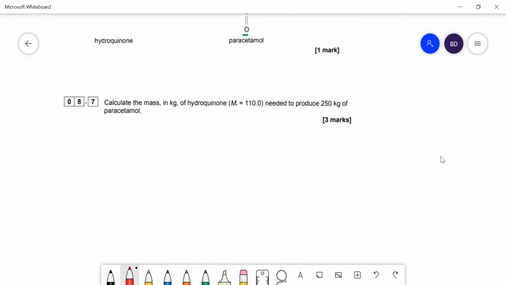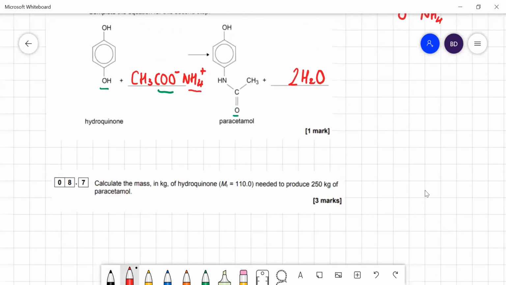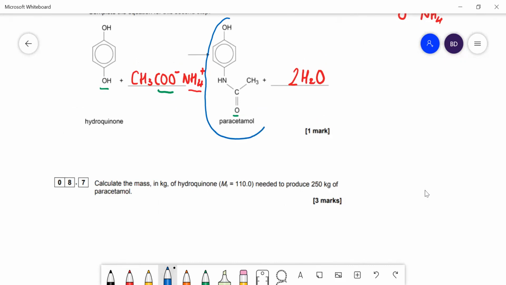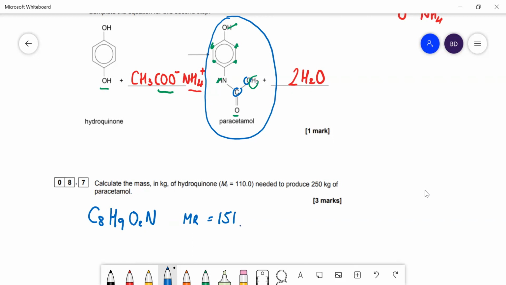Right, so we need to work out the MR of paracetamol. Okay, so we just look at the paracetamol here. Got to be careful that you don't miss any hydrogens off or anything here. But how many carbons have we got? We've got 6 in the benzene ring and that one, so that's C8. Hydrogens, well, we've got 1, 2, 3, 4, 5, 6, and 3 there, that's 9. We've got 1 nitrogen and we've got 2 oxygens. Add all that up and you get the MR is equal to 151 for paracetamol.